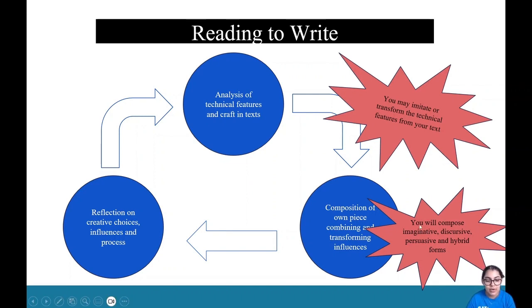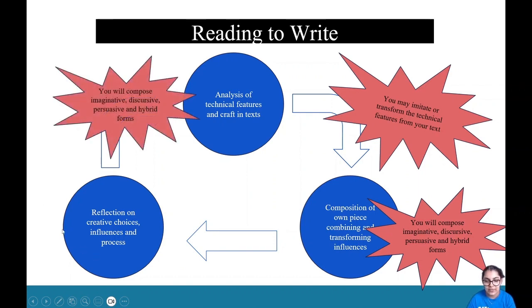So yeah, you'll compose imaginative, discursive, persuasive, and hybrid forms of writing. And once you have done that, you will reflect on it, and you will also consider why, for example, you've chosen that form.